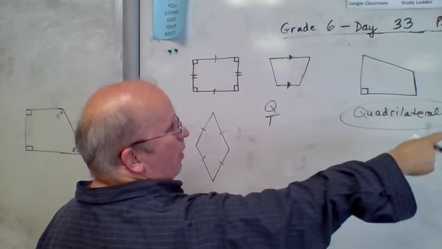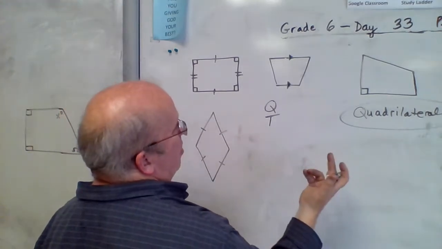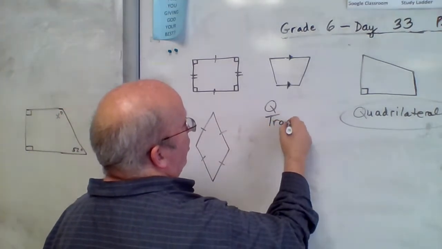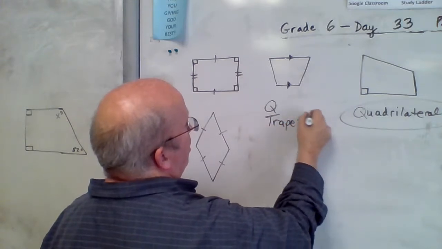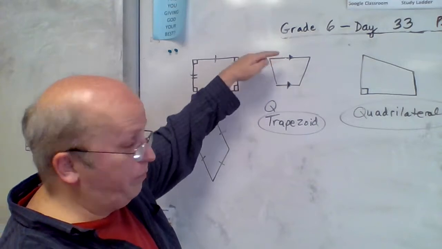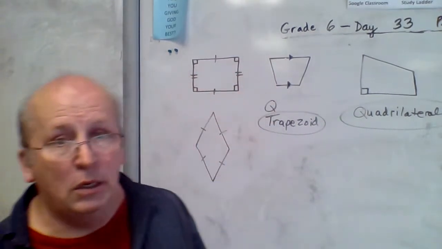Is it a parallelogram like this one over here? No. Is it a square, a rhombus, a rectangle? No. Which one of these is the best choice? In this case, it would be a trapezoid because we have a four-sided object with one set of parallel sides, which is the definition of a trapezoid.